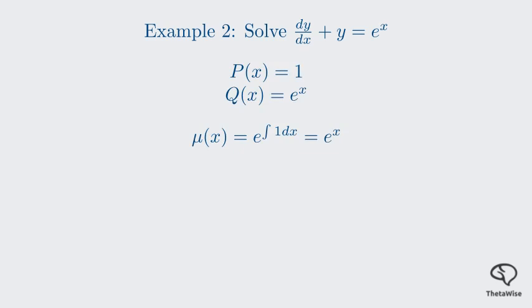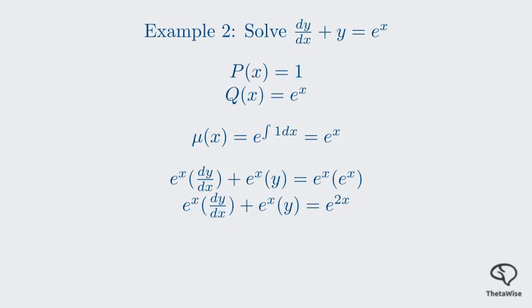Mu of x is e to the power of the integral of 1 dx, which is simply e to the x. Next, we multiply the entire equation by our integrating factor, e to the x. This gives us e to the x times dy/dx plus e to the x times y equals e to the x times e to the x, which is e to the 2x.